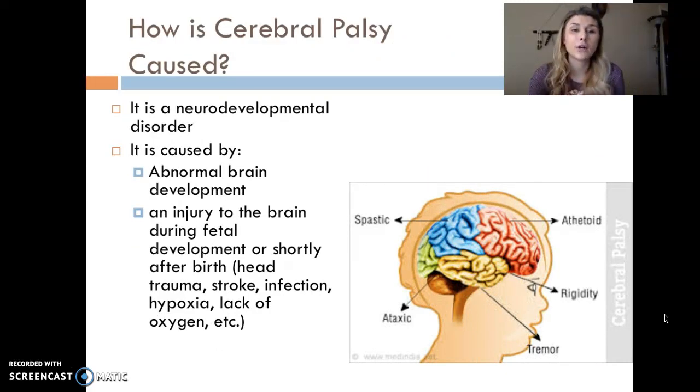It's actually a neurodevelopmental disorder, which means it's a disorder that happens when the brain is developing. So, it's caused by an abnormal brain development or an injury to the brain during fetal development or shortly after birth, up until toddlerhood. It's caused by head trauma, like a fetal stroke, infection, hypoxia, lack of oxygen, things like that.